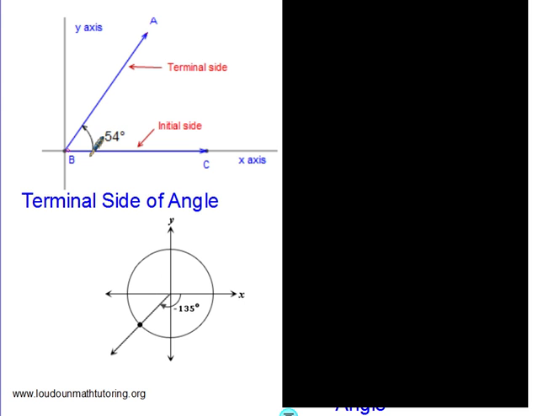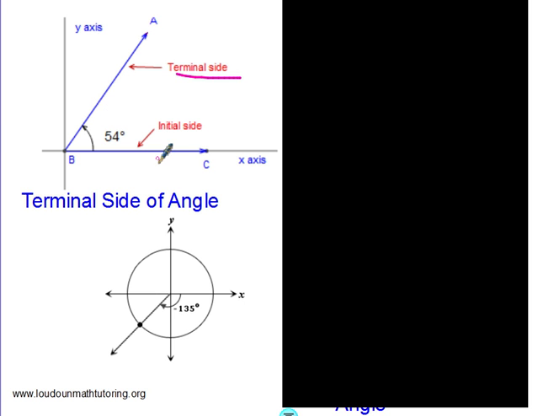When you have an angle, remember from geometry, an angle is formed by two rays that have a common endpoint. Well, if you're measuring your angle, the place that you're starting at, we're going to call that your initial side, and as you go finish off your angle, your end location is your terminal side. So that's pretty much it. This is a 54-degree angle, this is the initial side, and this is the terminal side.